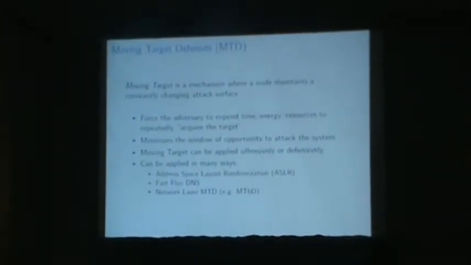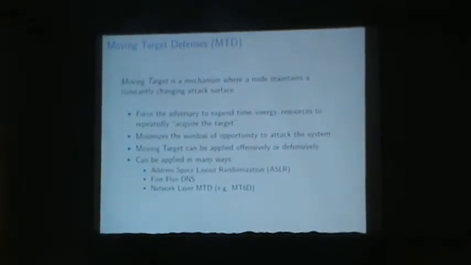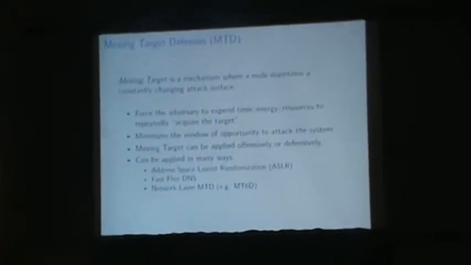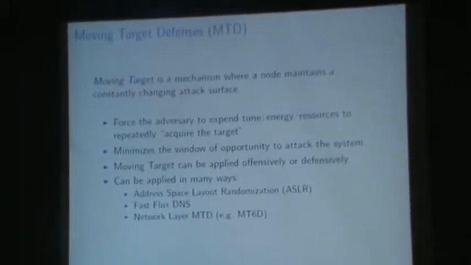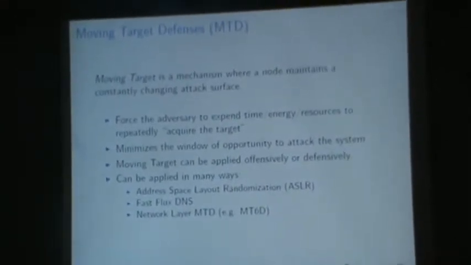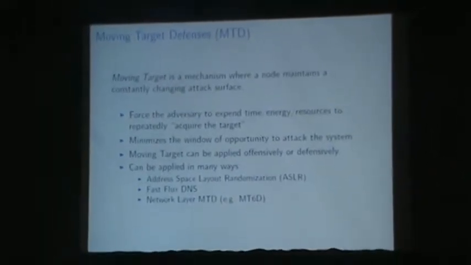So a moving target defense is just a mechanism where a node can constantly change its attack surface. This forces an adversary to expend more time, resources, energy, money, manpower, etc., to repeatedly acquire the target and try to exploit it. Whereas without a moving target defense, they could just locate the target and repeatedly hammer away at it using different methods. We just try to minimize the window of attack.